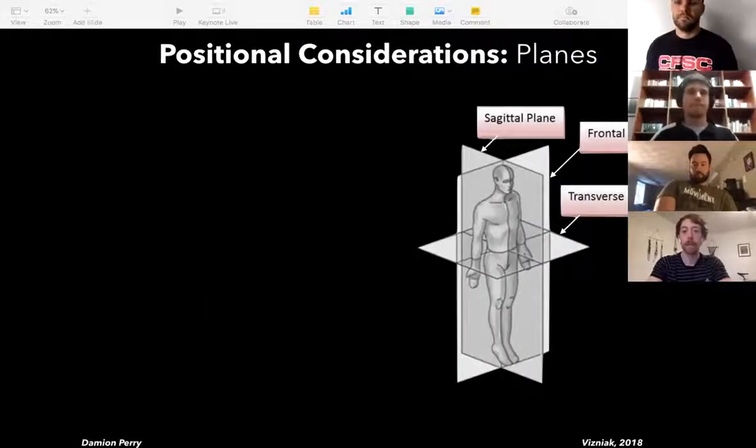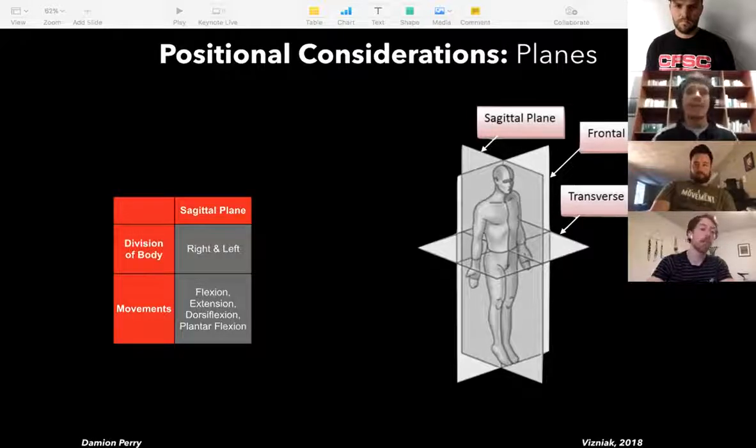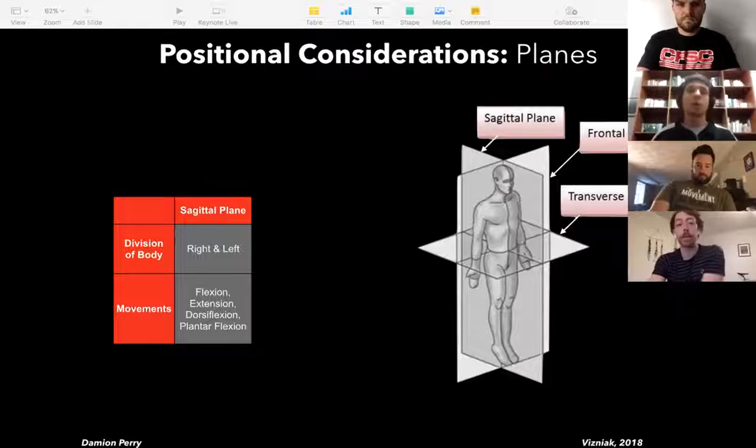Positional consideration. So we have the sagittal plane, frontal plane, and transverse plane. Looking at this objectively, the sagittal plane is that middle plane cutting straight through the body. It runs forward and backward, dividing our body right to left. The movements in the sagittal plane are things like flexion, extension, dorsiflexion, and plantar flexion. Things that are oriented straight up and down on our body are going to help control the sagittal plane.